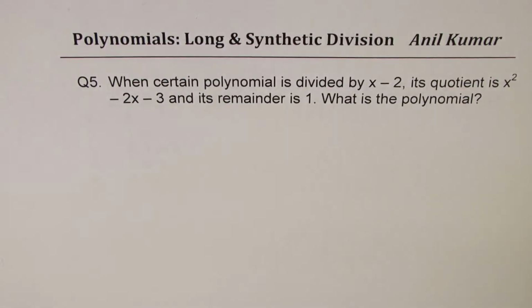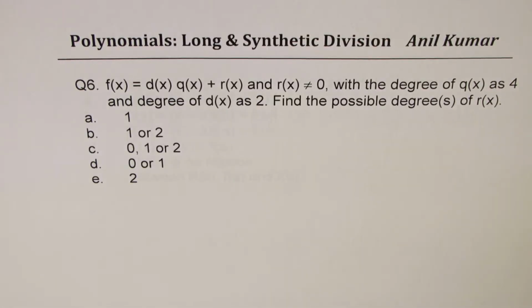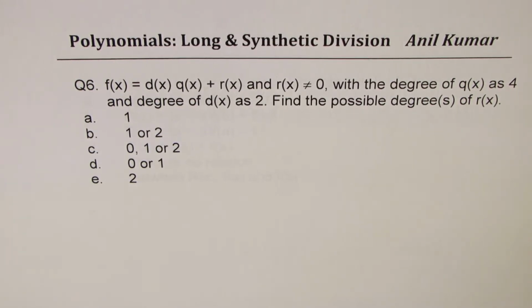Question number 5 is when certain polynomial is divided by x minus 2, its quotient is x squared minus 2x minus 3 and remainder is 1. What is the polynomial? Question number 6. f of x equals d of x times q of x plus r of x, and r of x is not equal to 0. With the degree of q of x as 4 and degree of d of x as 2, find the possible degrees of r of x. q of x is quotient, d of x is divisor, r of x is remainder.